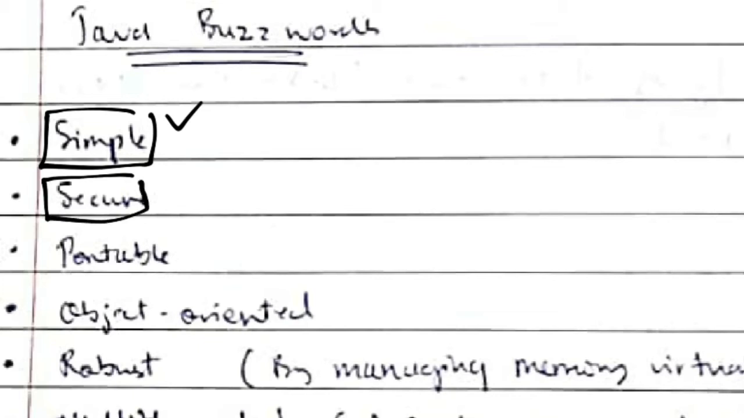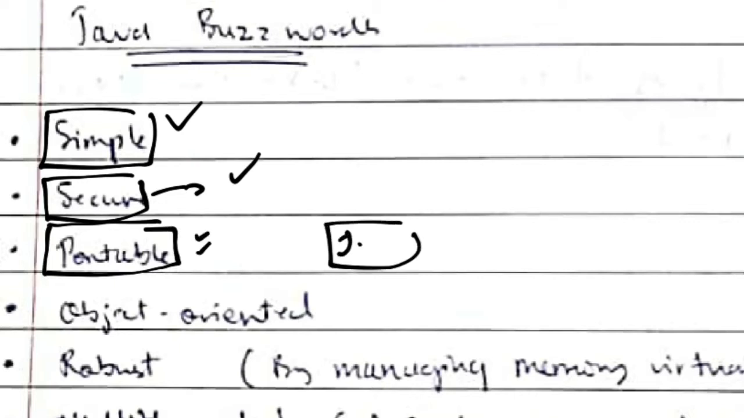And secure means it uses the concept of objects and classes, so the data is secure. It's portable because the same Java code can be run on many other platforms under the same Java Virtual Machine. Okay, so you can run the same code on Mac OS, Linux, or Microsoft, or any other operating system.